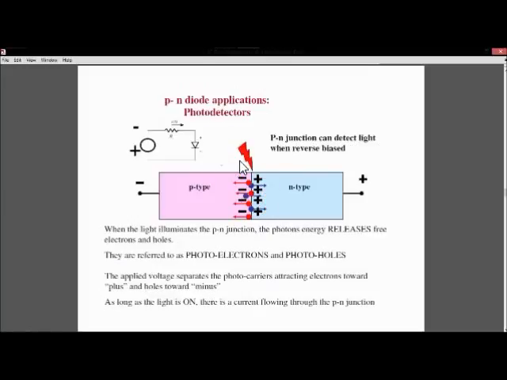But in the case of photodetectors, it is just reverse. The source is reversed and the p-n junction can detect the light in the reverse bias condition only. So what happens in these photodetectors is, whenever light falls on this diode, the photon's energy releases free holes and electrons, and that helps in conduction. The applied voltage separates the photocarriers, attracting electrons towards the plus and the holes toward the minus sign. So as long as the light is on, the current flows through the p-n junction diode and it conducts. And as soon as the light is removed, there is no more flow of electrons or current and the circuit is closed.